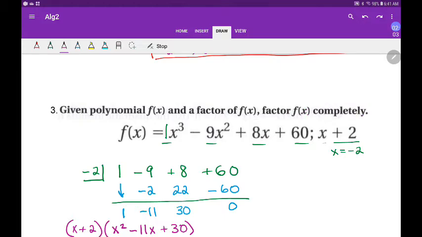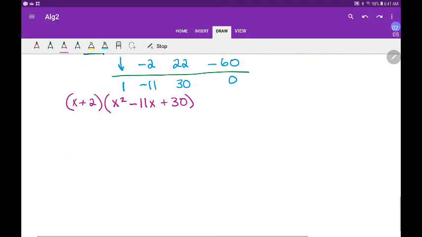Okay, now this said to factor completely. All right, so can we factor this last part again? I mean, can we factor it some? Factors of 30 that add up to 11. Hopefully you're thinking about 5 and 6.